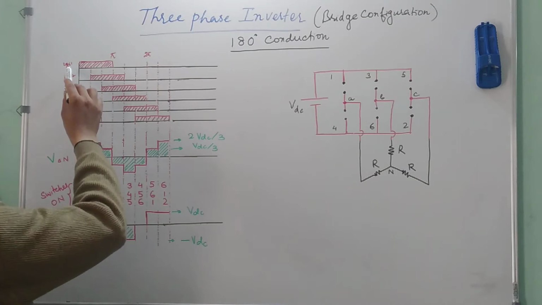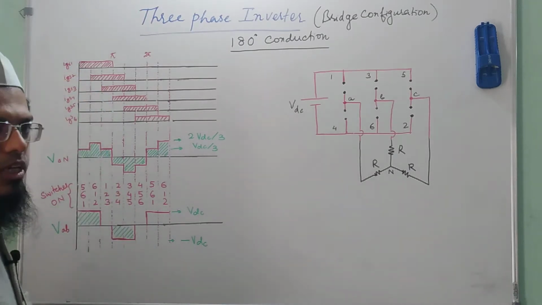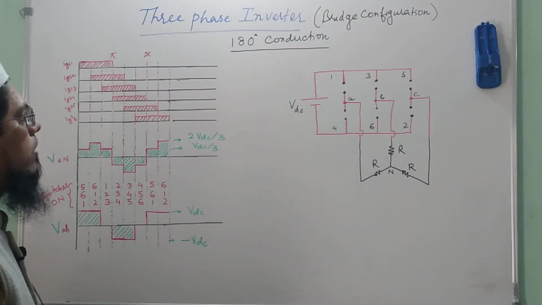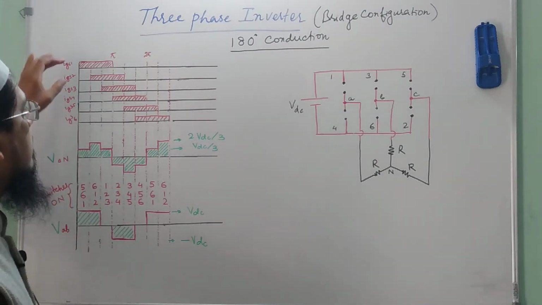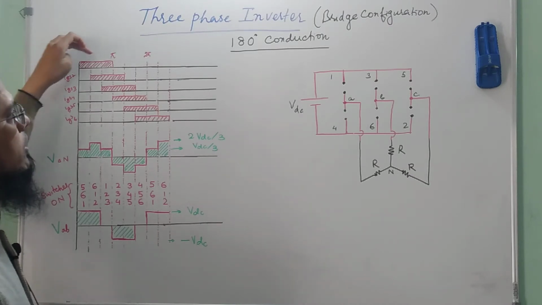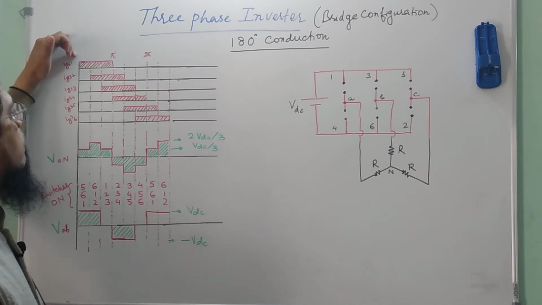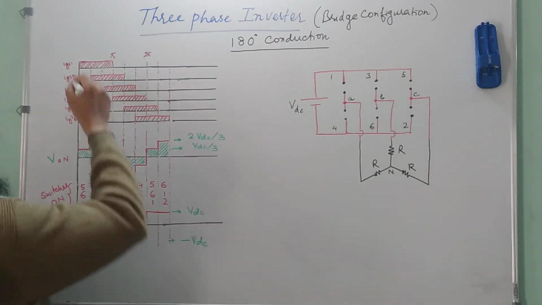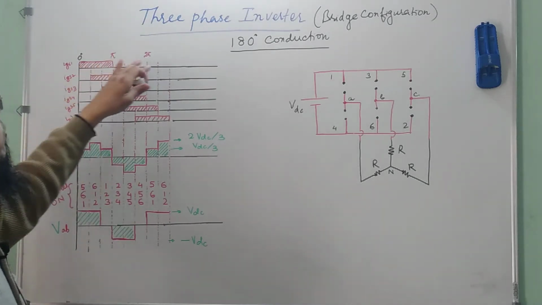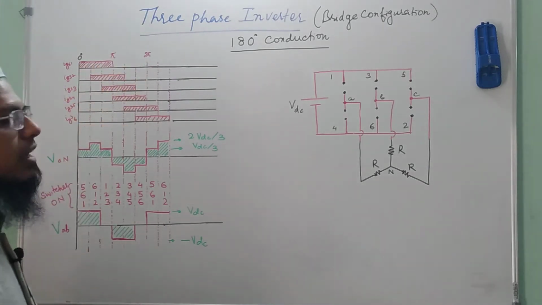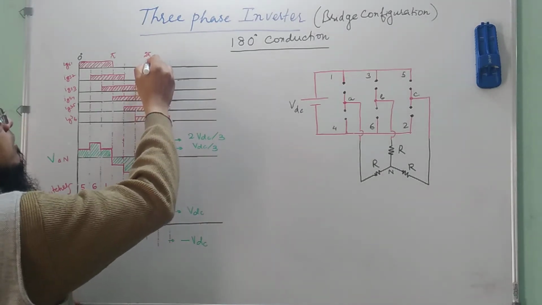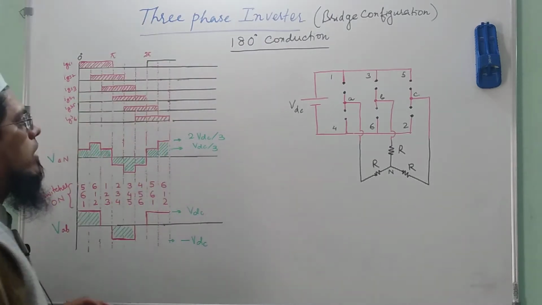So the first switch is turned on at say 0 degrees, then it has to conduct for 180 degrees. That means the gate pulse provided to it should be a pulse of width pi, and it should start from 0 and end at pi. From pi to 2 pi there won't be any signal given to switch 1, and again after 2 pi the signal will be given for 180 degrees.